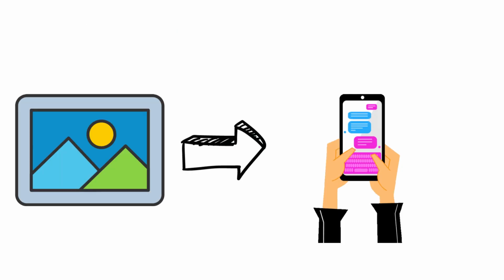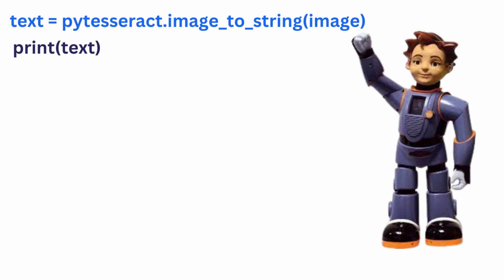Step 4. Extracting the text. Now we can use the Pytesseract library to extract the text from the image. Type in the following code: text = pytesseract.image_to_string(image), print(text). Step 5.